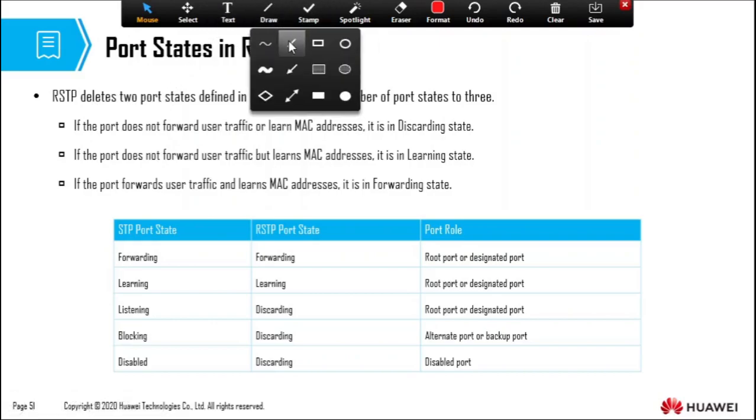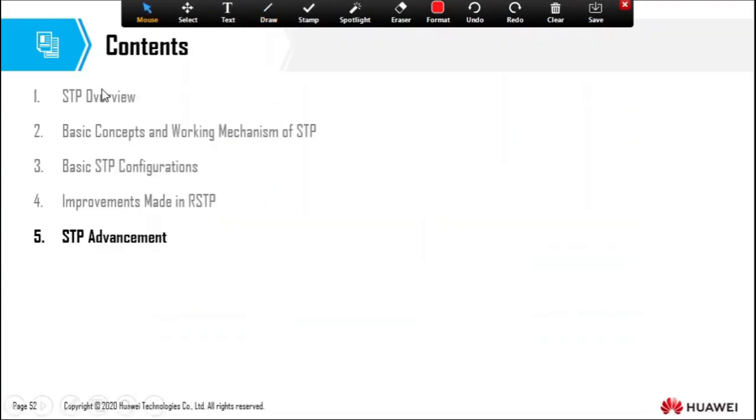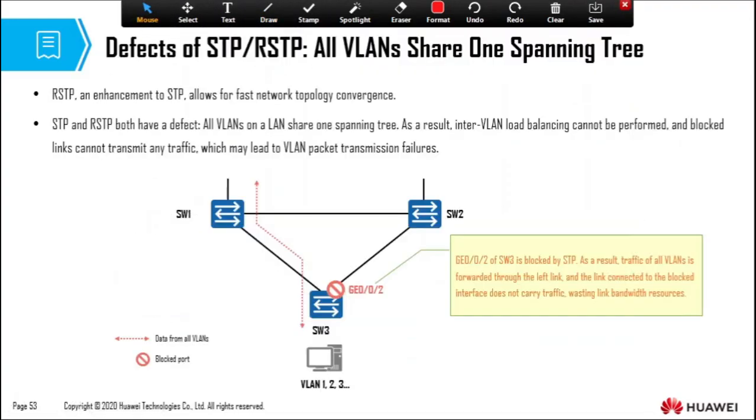And of course, we've already gone through this: if a port does not forward user traffic or learn MAC addresses, then that is discarding. If it cannot forward but can learn MAC addresses, which state is that? On the other hand, if it forwards and learns, forwarding state. Very good. Okay, we are about to end. So STP advancements.